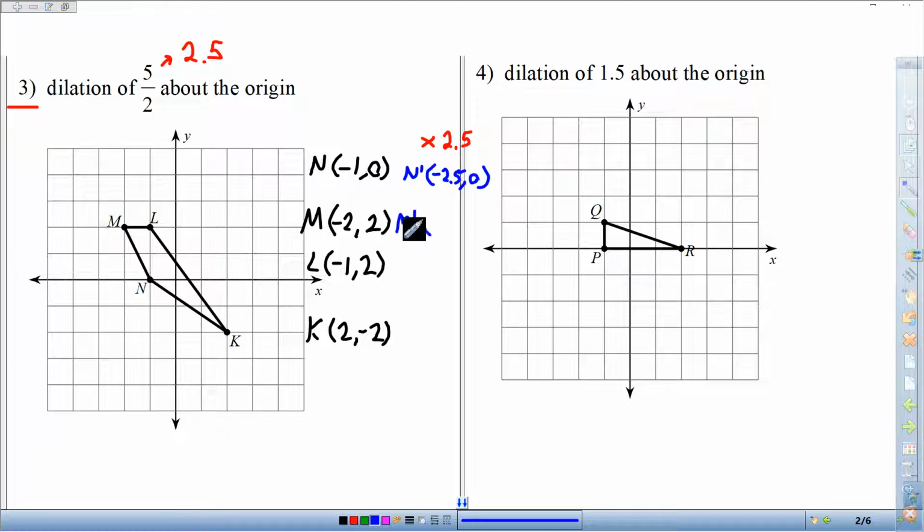Getting M prime: -2 times 2.5, I know that's going to give me a -5. 2 times that gives me +5. L prime, let's see, -1, again, -2.5, and 2 times that gives me a 5. K prime, looks like I'm going to get a 5, -5.